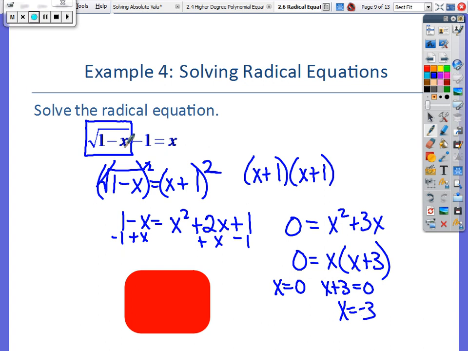Let's plug them in. So I plug in 0. I get the square root of 1, which is 1. Remember, x is 0, right? So what I get is the square root of 1 is 1. 1 minus 1, does it equal 0? Yes, it does. That's a true statement, so that one works.